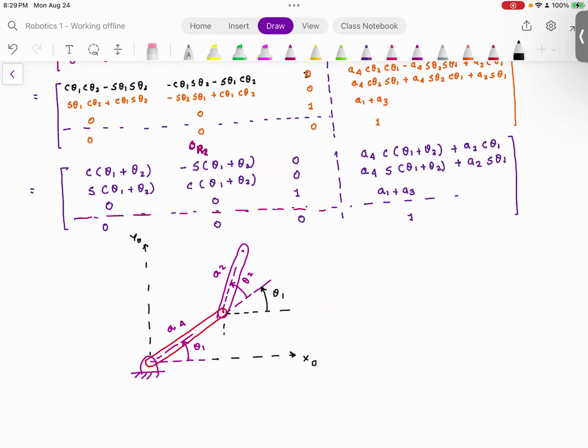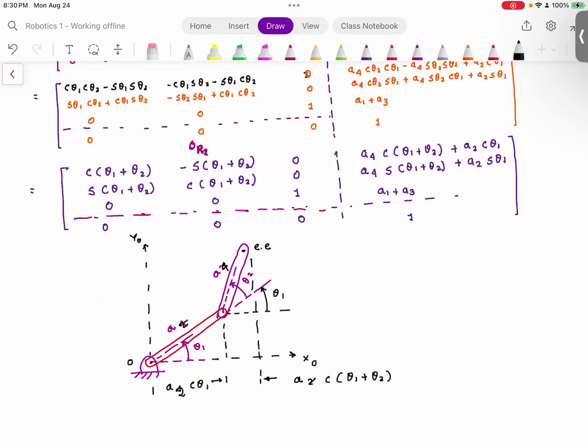So do you agree with me? This distance is A4 cosine theta 1. And this distance, can you see that this distance is A2 cosine theta 1 plus theta 2. That means your end effector from your zeroth frame in the horizontal direction is A4 cosine theta 1. Look at the last term. No, this, yeah, A2. This is A2 and this is A4.